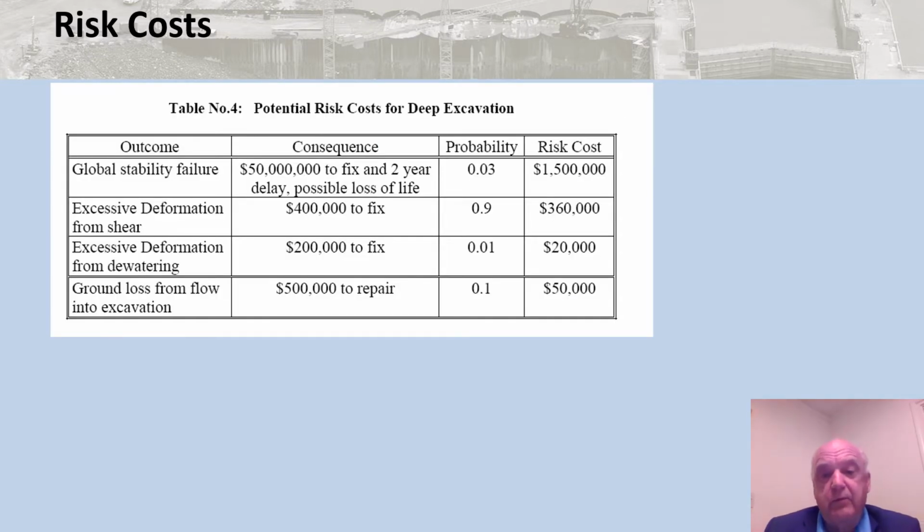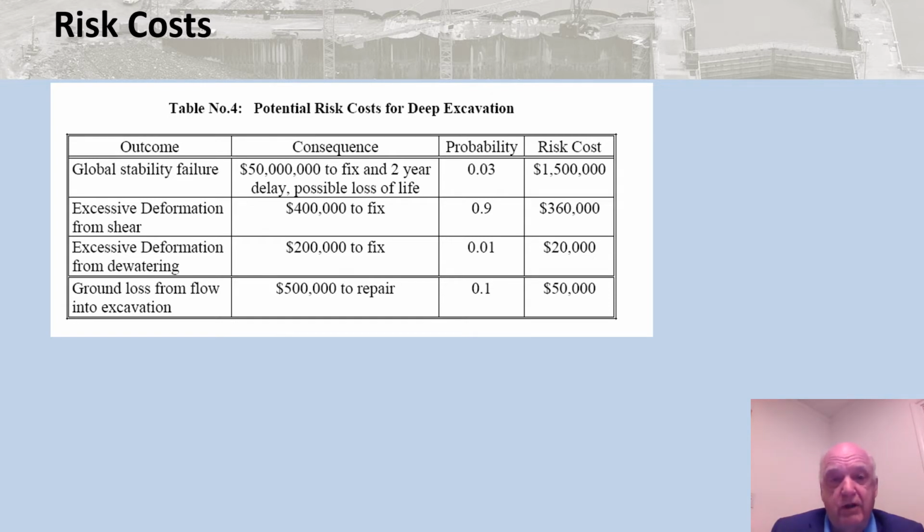So if we tried to formulate a risk register for this project, which is a multi-million-dollar project in terms of just the earthworks, we worry about potential failure modes. So a global instability failure, excessive deformations from shear, excessive deformations from dewatering, and then ground loss from flow into the excavation that also could create deformations.